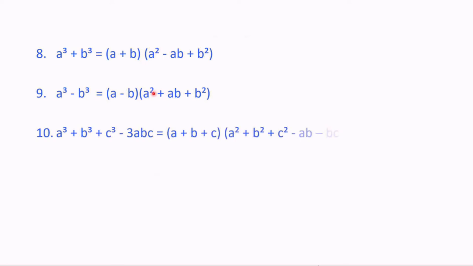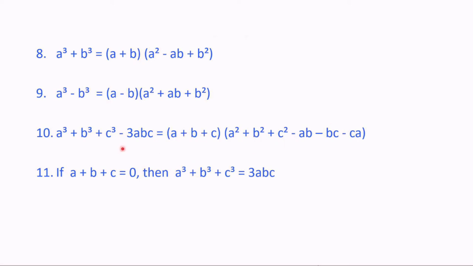Now this is the last identity: a cube plus b cube plus c cube minus 3abc is equal to, in this form we are given, we can factorize it as a plus b plus c into a square plus b square plus c square minus ab minus bc minus ca. In this, suppose we are given a plus b plus c equal to 0, then what will be the answer? If a plus b plus c is 0, RHS will be 0. 0 into this much is 0.